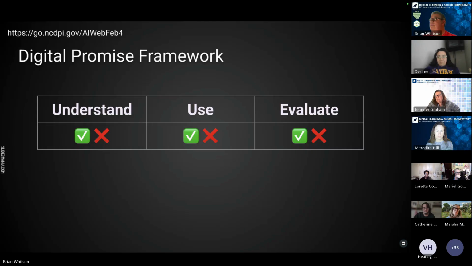Hey, Brian, can I add something real quick? Yes, feel free, Kimberly. I just wanted to say, I do think we are starting to find that students are starting to think a little bit more about bias in data sets the more they learn.